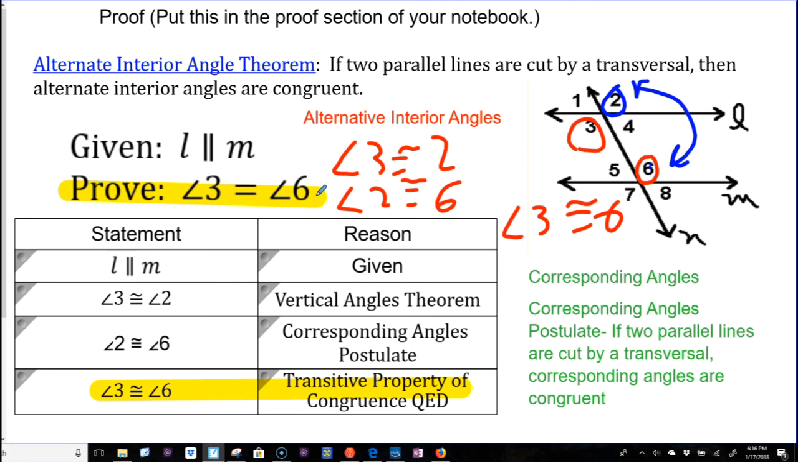All right, the other thing I want to tie up real quick: this is now a proven theorem. This is now fair game to use in future theorems that we are going to be proving. So make sure that you have all these steps copied down into your theorem section of your notebook.